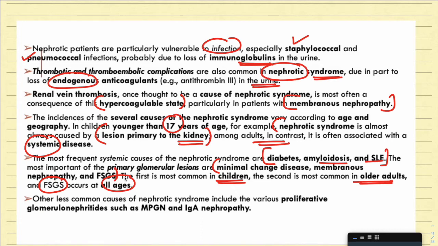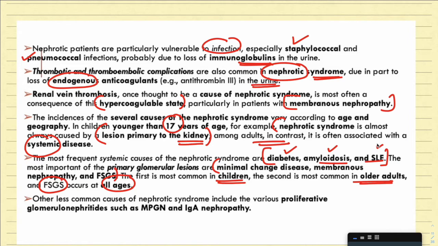You have to understand first that usually in younger patients, less than 17 years, you have primary nephrotic syndrome, whereas in adults, mostly it is secondary to systemic disease. The most common systemic diseases are diabetes, amyloidosis, SLE. We have already read in detail about diabetes mellitus, amyloidosis and SLE. We will read about them when we cover the chapter on the immune system. Over there we will discuss the signs and symptoms of nephrotic syndrome in those patients.